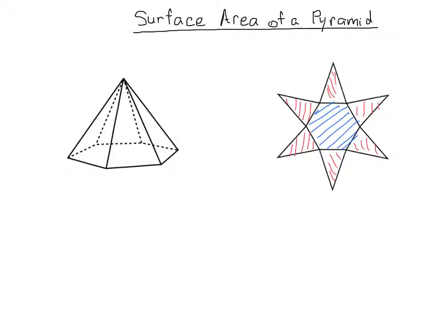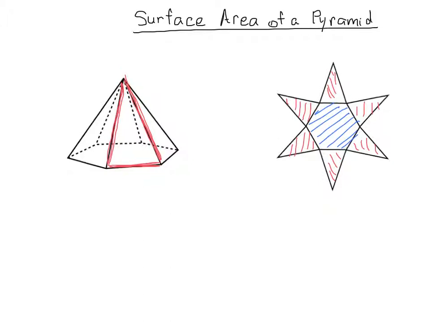So let's first focus on the triangles. I'm going to first focus on the triangle that we see the best, which is in the front. I'm going to outline it in red. If I wanted to find the area of one triangle, I would use the area of a triangle formula. And the area of a triangle formula is a half base times height.